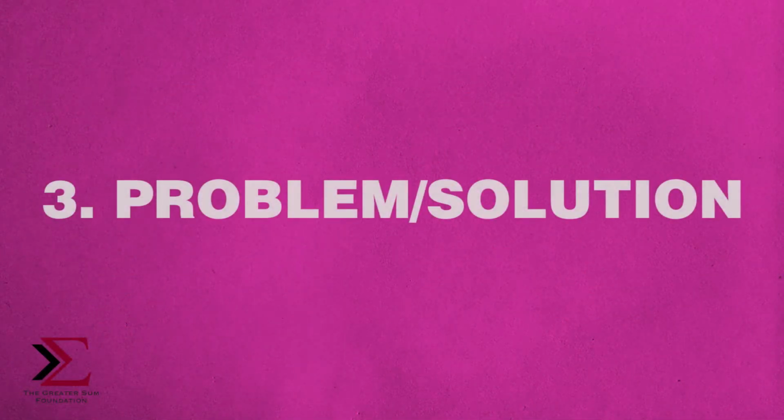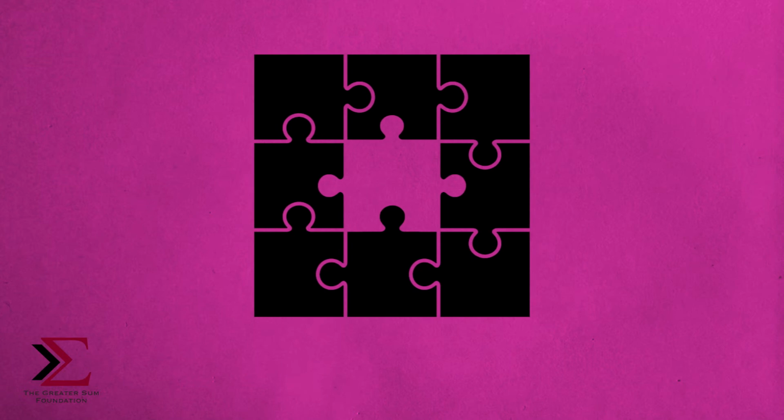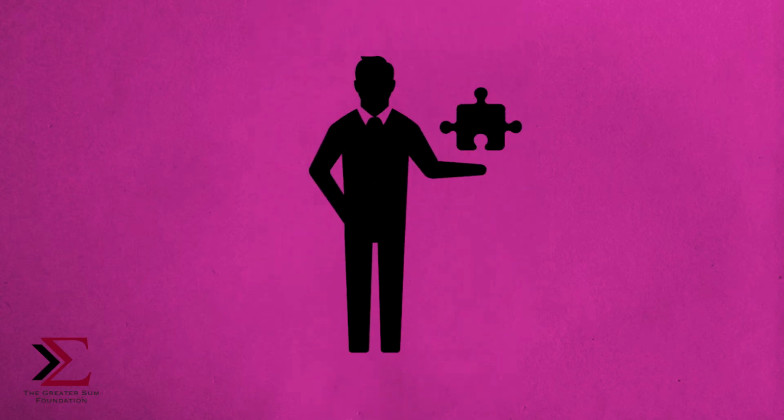Your problem solution slide should explain the problem you're trying to solve. Assume that reviewers aren't experts in your field. Why is this a problem? What are the root causes? How many people does this problem affect? What's the impact?